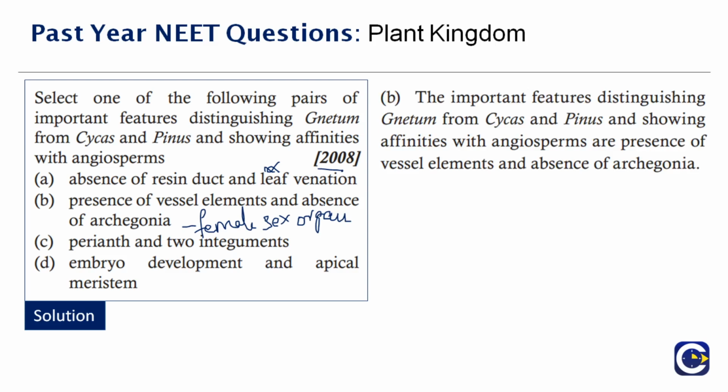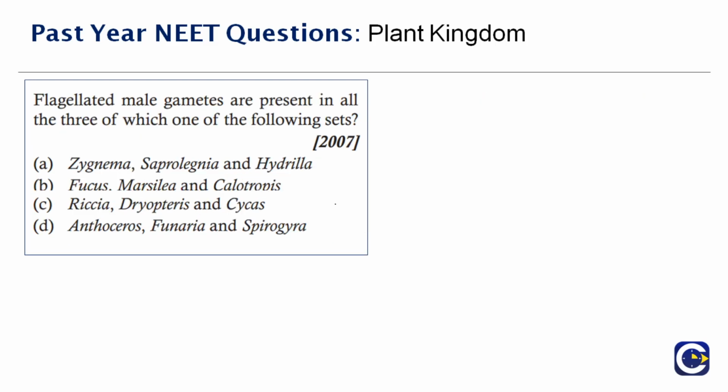The important feature which distinguishes Gnetum from Cycas and Pinus is that they show affinities with angiosperms with the presence of vessel elements and absence of archegonia. Therefore, the correct answer to this question is option B. Okay, now let's move to the next question. This question was asked in the year 2007. Flagellated male gametes are present in all the 3 of which one of the following sets?